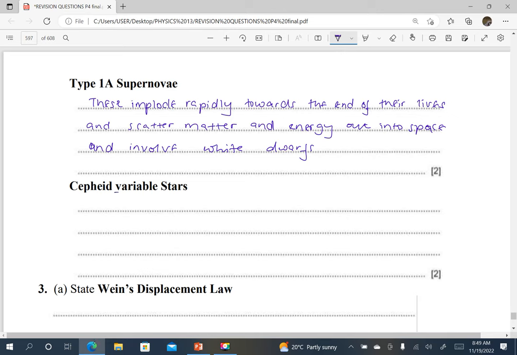Then the Cepheid variable stars. Something must be varying, and in this case it is their brightness. These ones have their brightness increase and decrease periodically.